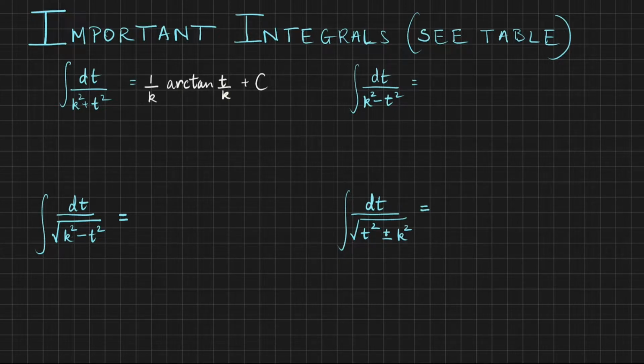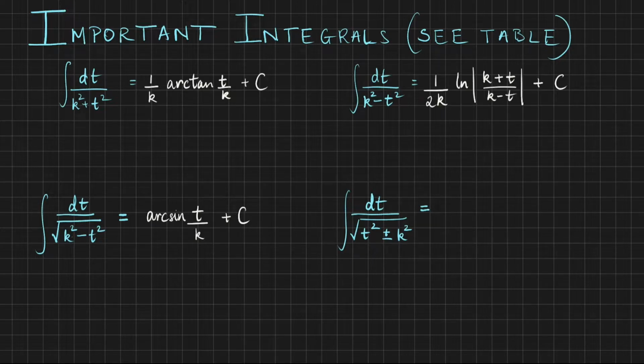The second one is the integral of 1 over k squared minus t squared dt. Again, using an integral table, we can see that this one is 1 over 2k ln of (k plus t) over (k minus t). The third one is the integral of 1 over square root of k squared minus t squared, and this one becomes arcsine of t over k. Finally, we have the integral of dt over square root of t squared plus or minus k squared, and this one becomes ln of t plus square root of t squared plus or minus k squared, plus c.